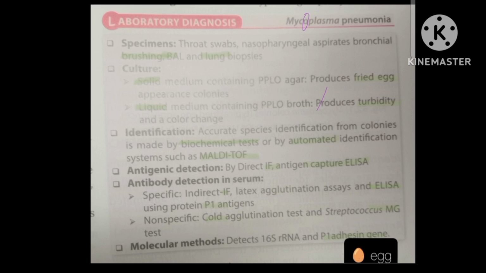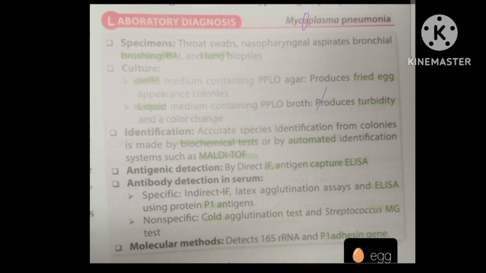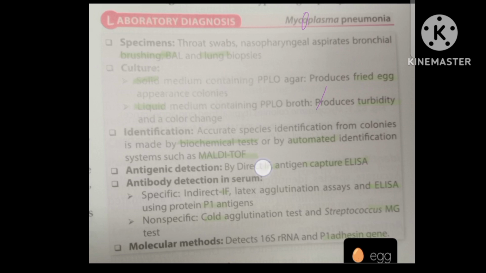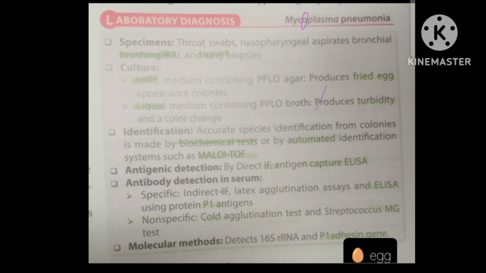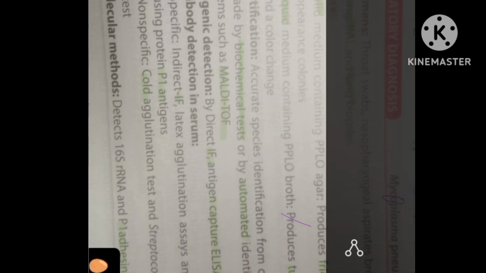For the culture, the egg came in two forms, solid and liquid. The solid egg gave a fried egg appearance and the liquid produced turbidity, of course, as you can imagine with an egg. Now in identification, there are again the two basic types, biochemical and automated, in which the most common automated method is MALDI-TOF. And for antigen, if you want to do antigen detection, do it by ELISA.